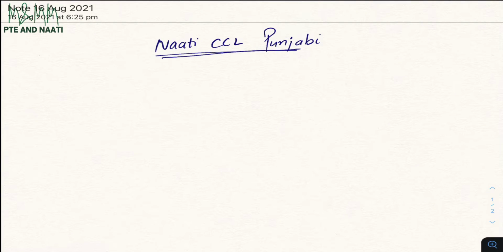So NAATI Punjabi is basically a translation based exam where they would be speaking out two different dialogues. Dialogue means a conversation between two different people. One sentence would be in English, the second sentence would be in Punjabi. Your job in the exam is to listen to the English segment and speak it out in Punjabi, and listen to the Punjabi segment and speak it out in English. So you basically translate the entire thing.